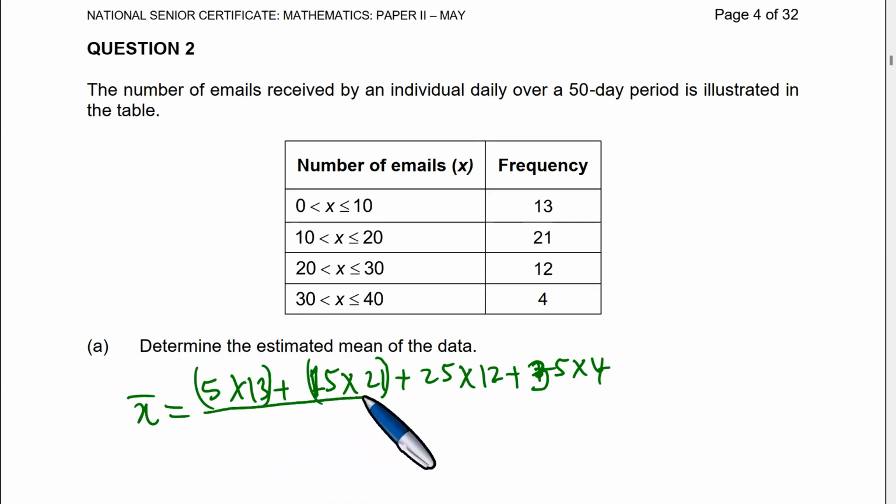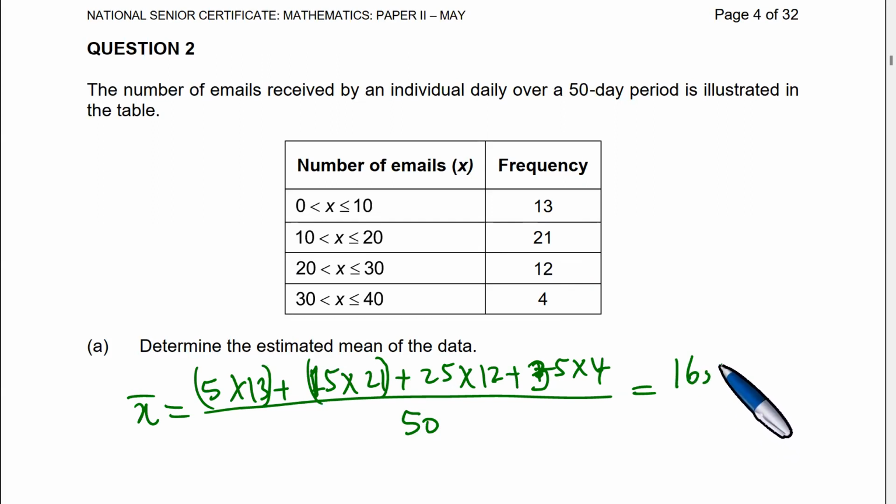You divide everything by the total frequency. What is the total frequency? So you add this plus this, you get 34, you get 46, 50. So the total frequency is 50. And then if you simplify this, it becomes 16.4. So that is actually the answer there. Right, next question.